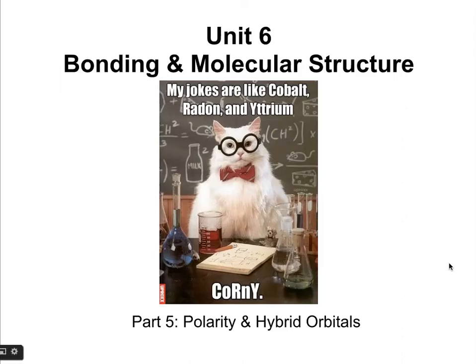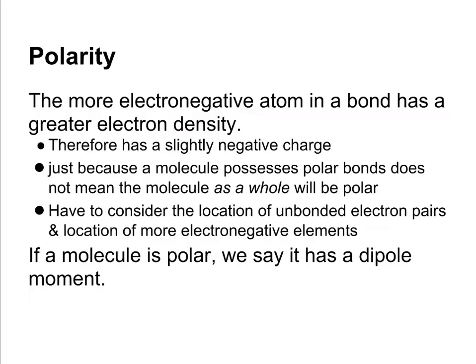Part 5 of Unit 6 is about polarity and hybrid orbitals. Alright, you've learned about polarity before in terms of polar bonds. In a polar bond, the more electronegative atom has a greater electron density around it, therefore it has a slightly negative charge. Just because a molecule possesses polar bonds does not mean that the molecule as a whole is going to be polar. We have to consider the location of unbonded electron pairs and the other polar bonds to see if they cancel each other out.